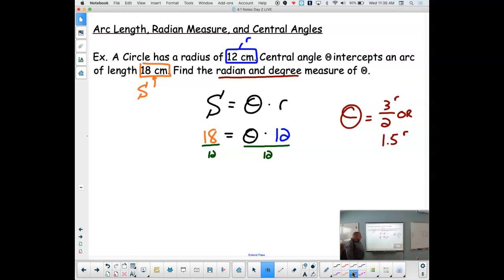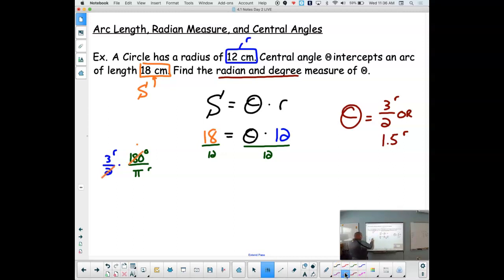But that's only the radian measure of that. Now what we need to do is take that 1.5, 3 halves if you will, and multiply it by, we want degrees, so that's going to be 180 degrees over pi radians. That would be in exact form.